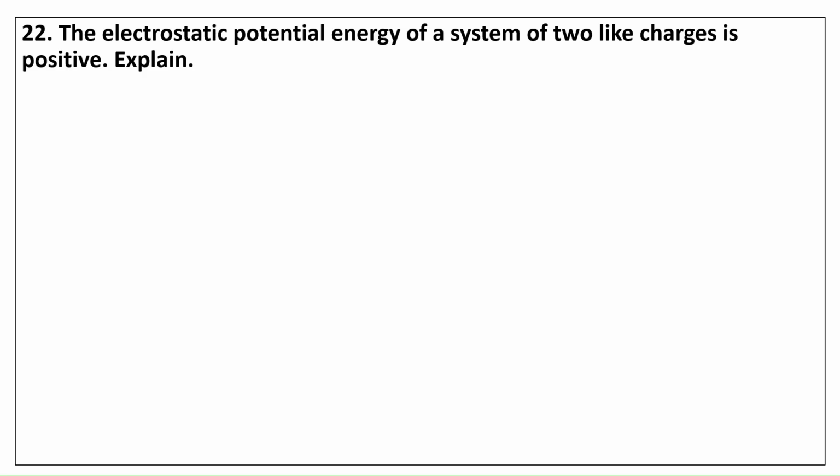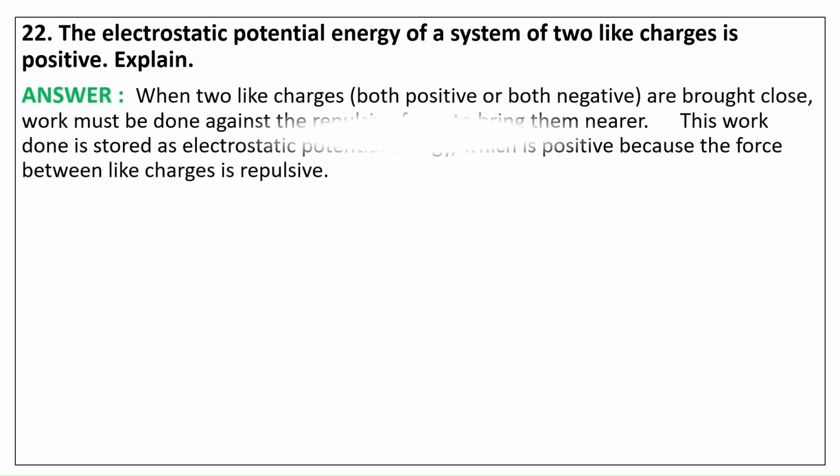22. The electrostatic potential energy of a system of 2 like charges is positive. Explain. Answer. When 2 like charges, both positive or both negative, are brought close, work must be done against the repulsive force to bring them nearer. This work done is stored as electrostatic potential energy, which is positive because the force between like charges is repulsive.